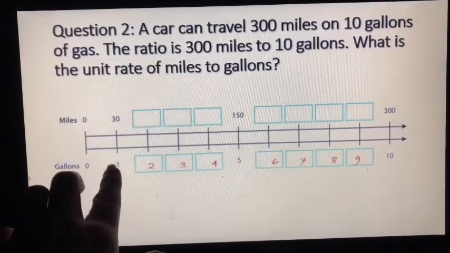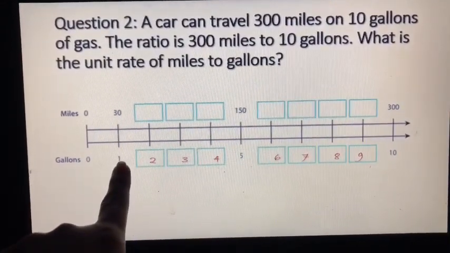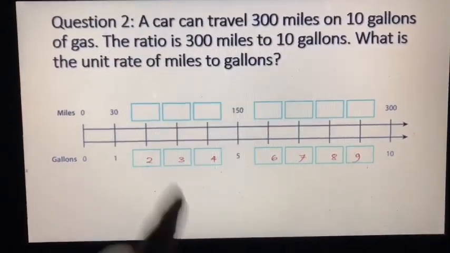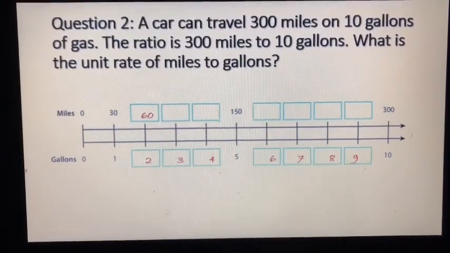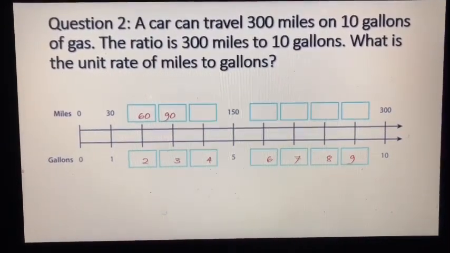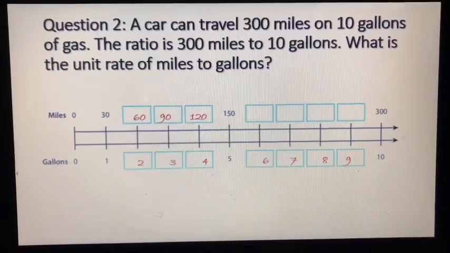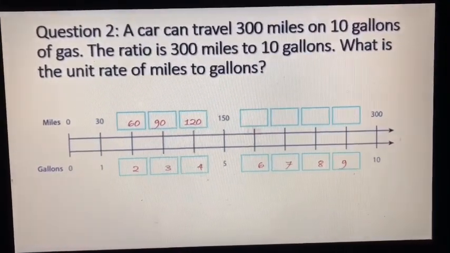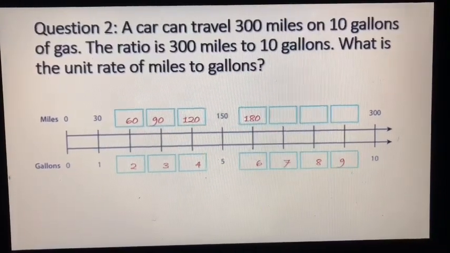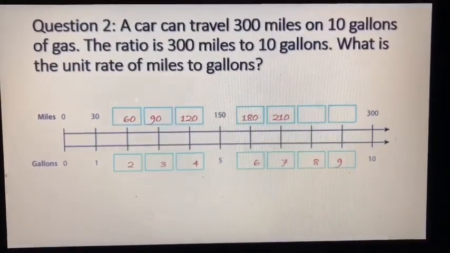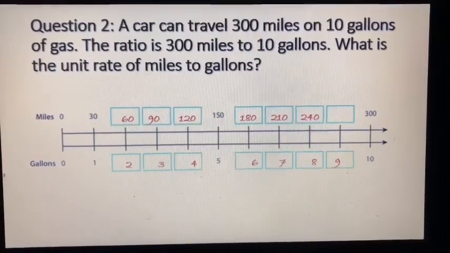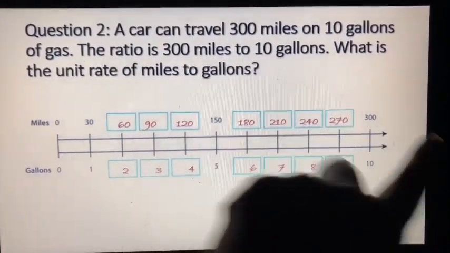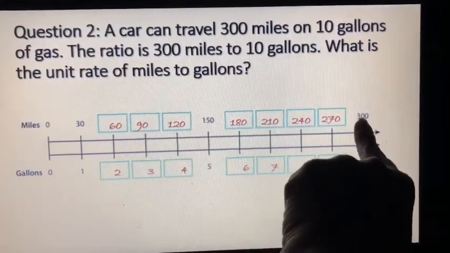Notice the pattern. For 1 gallon, we went 30 miles. So for 2 gallons, we would go 60, 3, 90, 4, 120. 5's already filled in for us. 6, 180. 7, 210. 8, 240. And 9, 270, and 10 to our 300.